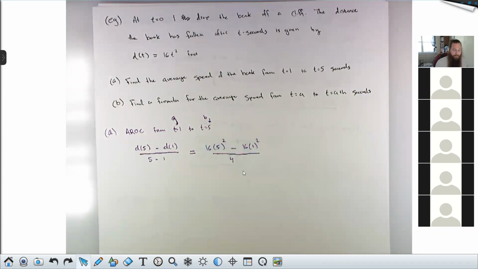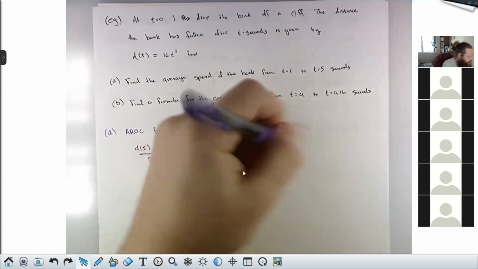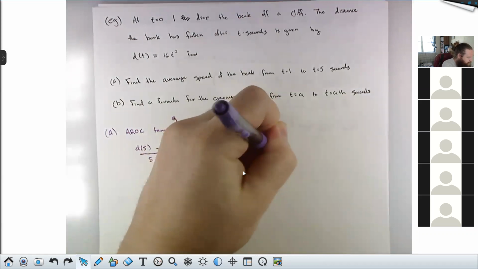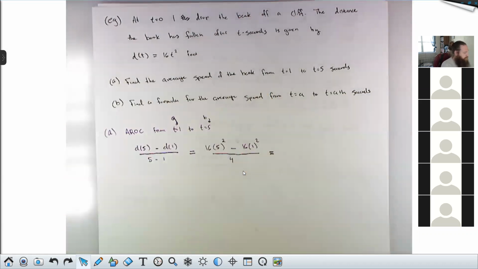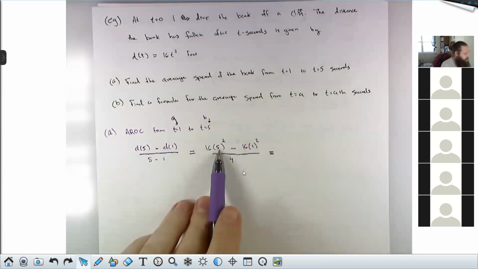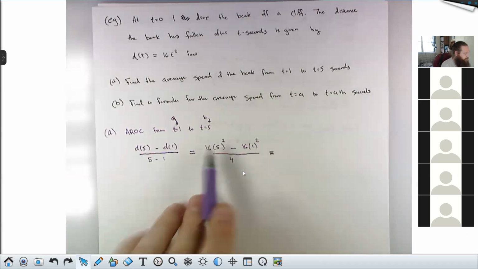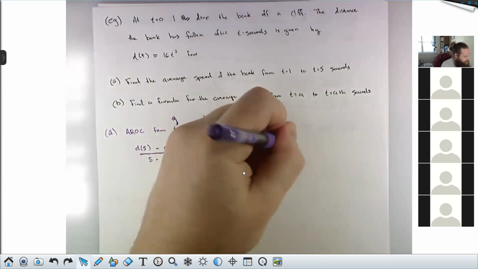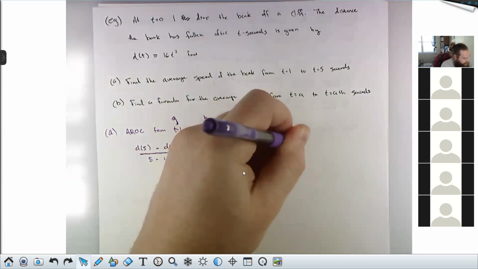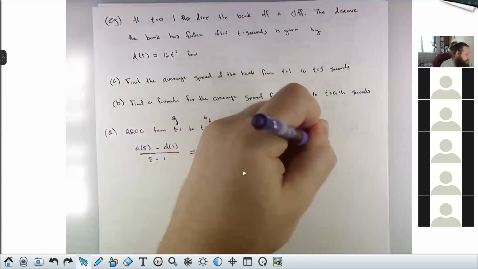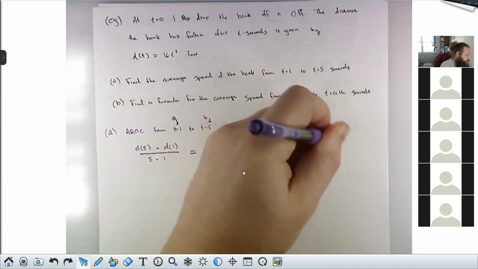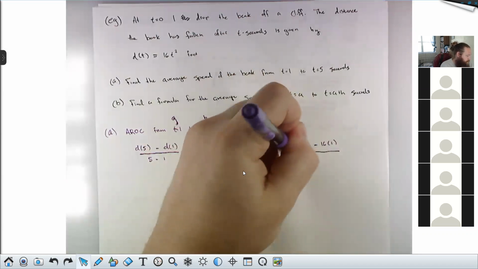We don't want to be chained to our calculators, and we need to be able to simplify complicated things like this without them. So how do we do that? Well, let's deal with the parentheses and exponent stuff first, according to our order of operations. This is 16 times 25 minus 16 times 1 all over 4.